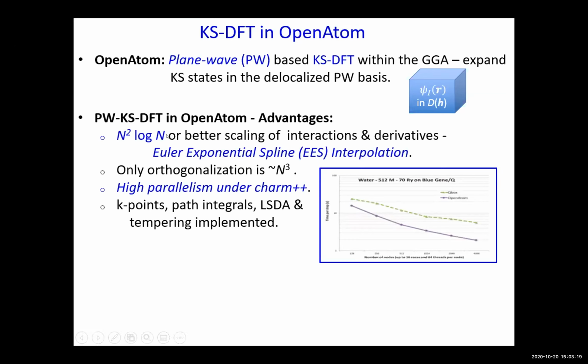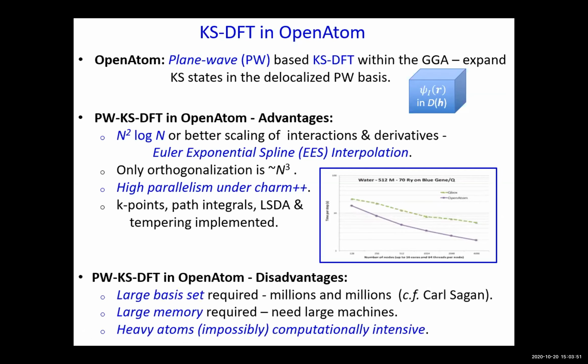Nonetheless, what we've been able to do is take every single routine except orthogonalization and get it to scale as N squared log N or better, using Euler exponential spline interpolation, which I'll explain. N is the number of electrons. So it's highly parallelizable, as we discussed before, under Charm++, and we have lots of capabilities to move the atoms around under the forces produced by this ground state approximation, and we can also treat spin.